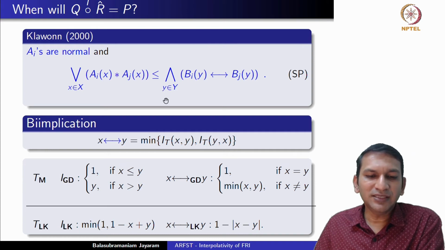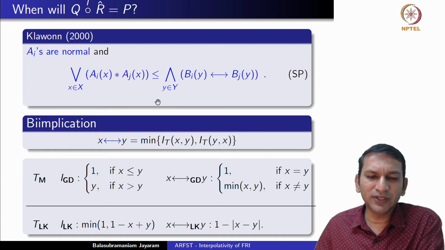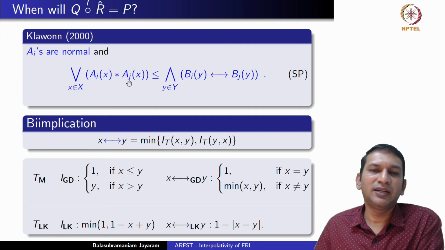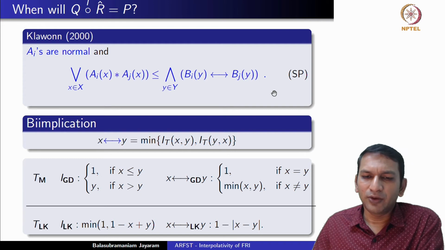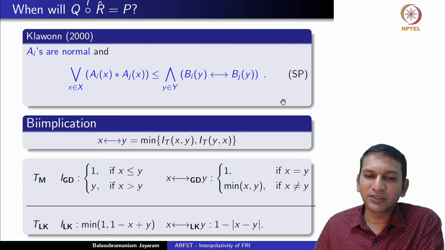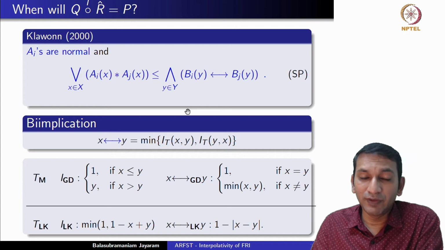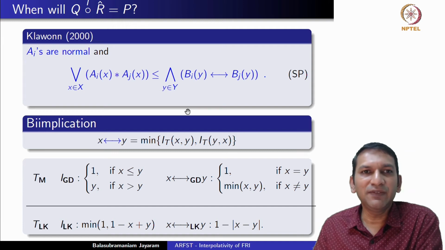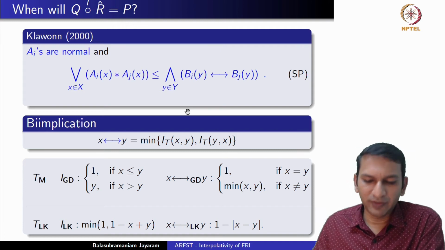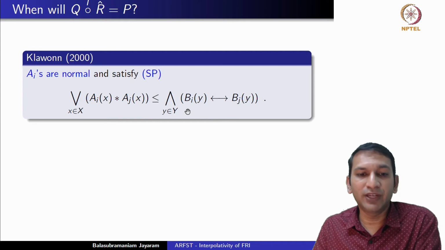Well, so this is the first result that appeared, which said that if the A_i are normal and if they satisfy this inequality for every pair of antecedents and the corresponding consequence I_j, then it will ensure interpolativity of the corresponding system. Now you would notice that we have tagged it as SP because this is also called the semi-partition inequality. We will see this in more detail in the lectures to come. But this is the first such result that gave us a sufficiency condition to ensure interpolativity. However, you will see that this is not so easy to immediately determine while being very useful.